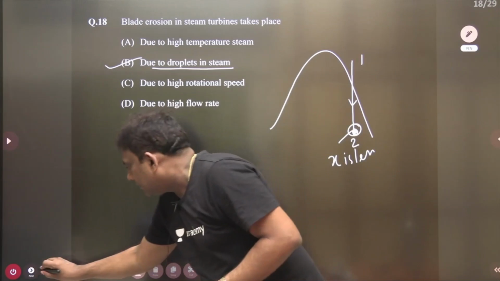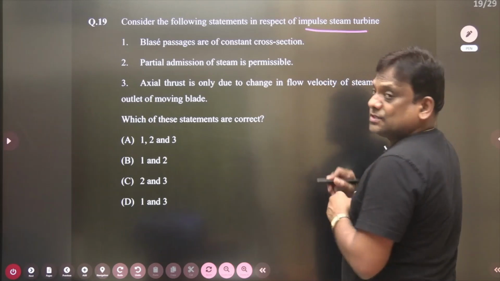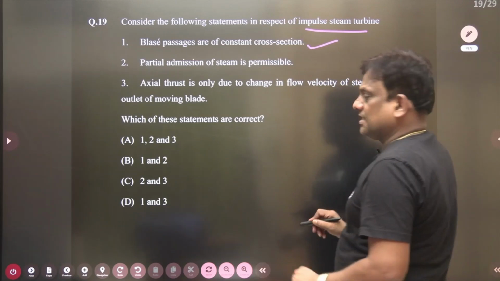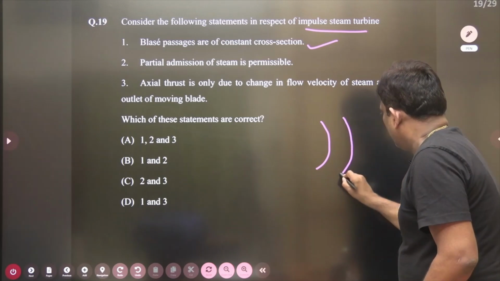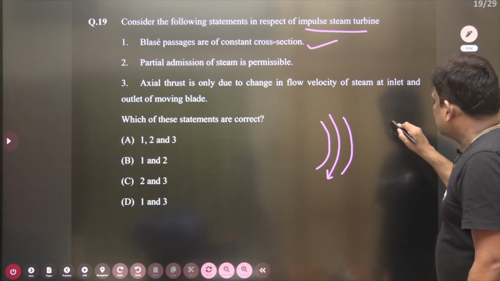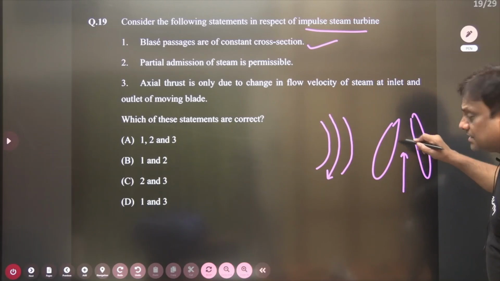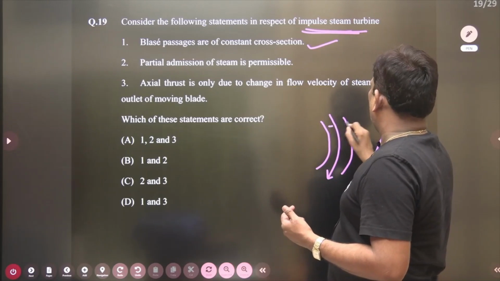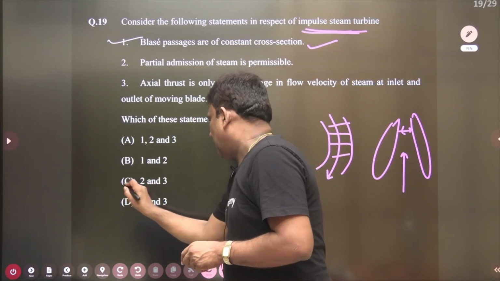Okay, chalo. Next. Which of the following are correct with respect to impulse turbines? With respect to impulse turbines, blade passages are of constant cross section. In impulse turbines, it is something like this. The passage is constant, whereas in reaction turbines, they are aerofoil types, the passages are of nozzle type, and the area is decreasing. He's asking about impulse turbines, therefore the flow area is constant. Yes, the first one is correct.